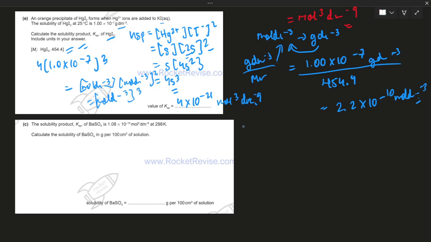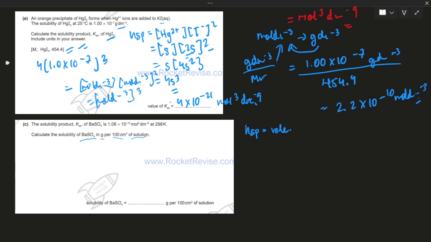Either way, KSP, they gave us the KSP value. I'm not writing it, too lazy. Calculate the value of the solubility of BaSO4 in grams per 100 centimeters cubed of solution. Okay, interesting. Very interesting indeed.